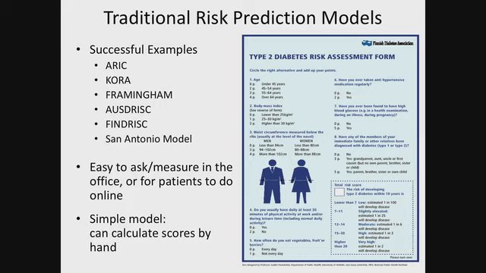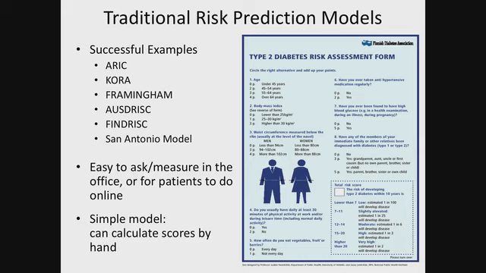This is a scoring system used in Finland, which asks a series of questions and has points associated with each answer. So what's the age of the patient? What's their body mass index? Do they eat vegetables, fruit? Have they ever taken an antihypertensive medication? And so on. And you get a final score out.